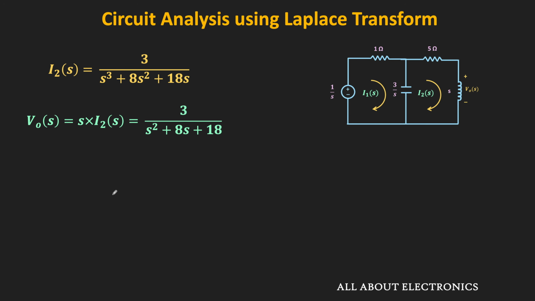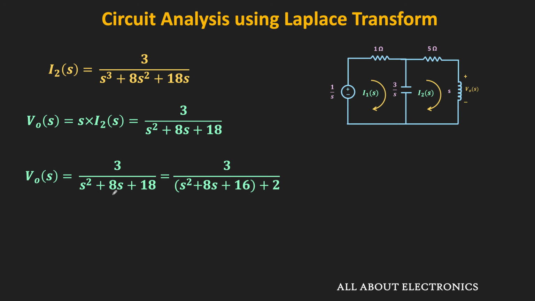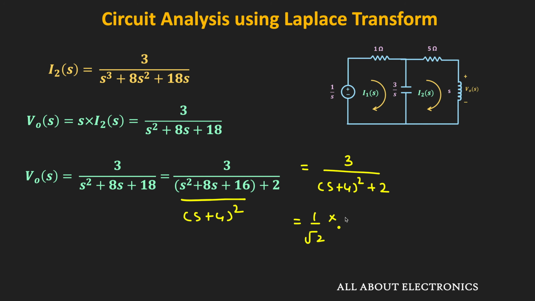So now we can further write this expression as 3 divided by S square plus 8S plus 16 plus 2. And we know that S square plus 8S plus 16 is equal to (S plus 4) whole square. So we can say that this V of S is equal to 3 divided by (S plus 4) whole square plus 2. And this 2 can be written as root 2 whole square. So further we can write it as 1 divided by root 2 times 3 times root 2 divided by (S plus 4) whole square plus root 2 square.